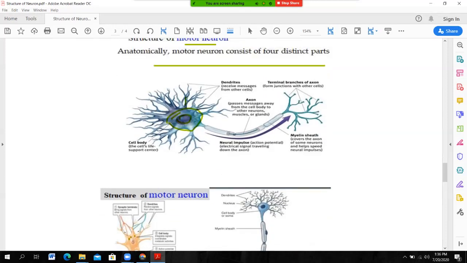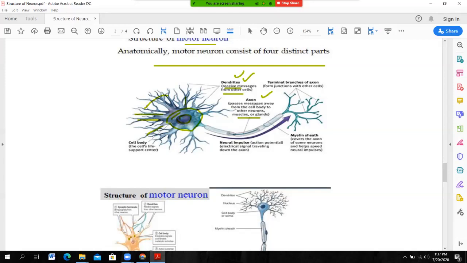These projection are called dendrites. And you know dendrites actually receive messages from other cells. So all these are dendrites. Dendrite is actually a Greek word which is known as dendron. Dendron means tree-like. This is axon. Long extension from the cell body is axon. And the function of axon, it passes messages away from the cell body to other neuron or muscles or glands.